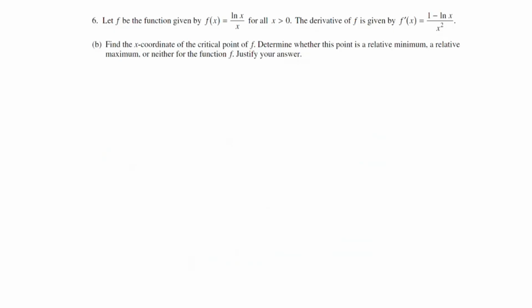In part B, it asks us to find the x-coordinate of the critical point of f, and then determine if it's a min, max, or neither. So when does f prime equal 0? Well, that'd be when 1 minus ln x equals 0. We've also looked for when it's undefined, but it's only undefined if x squared is 0, which isn't in our domain, right? X can't be 0. So this just gives us 1 equals ln x, or x is equal to e, right? Just know that ln of e is 1, or exponentiate both sides to clear out the natural log.